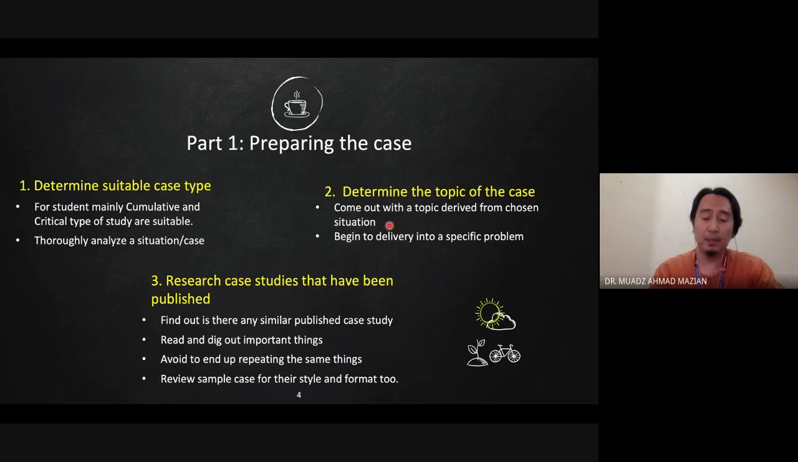For example, sekarang ni, for example, dah choose cumulative ataupun critical, then daripada critical tu, you fikir pula apa problem you facing out. So sekarang ni yang famous is COVID-19 lah, MCO. So what will happen during MCO? Apa problem you akan face during MCO? What is pro and cons of the MCO, okay? And begin to delivery into a specific problem. So lepas you dah tahu topik you, then you dah come up dengan, for example, pro and cons.